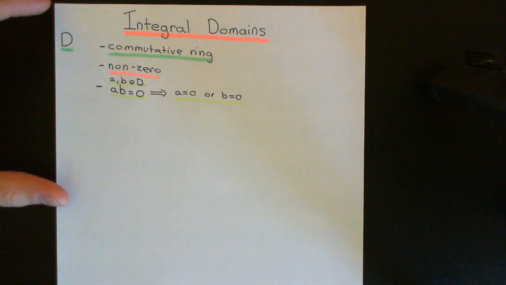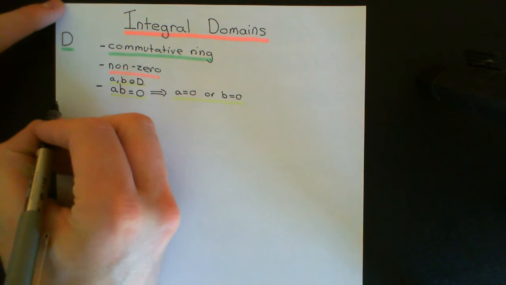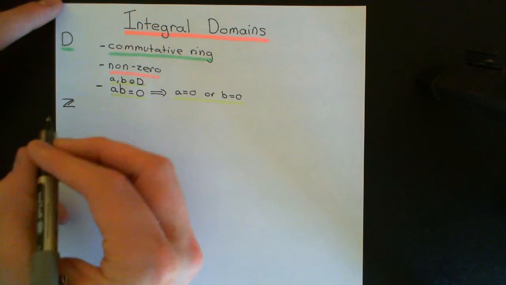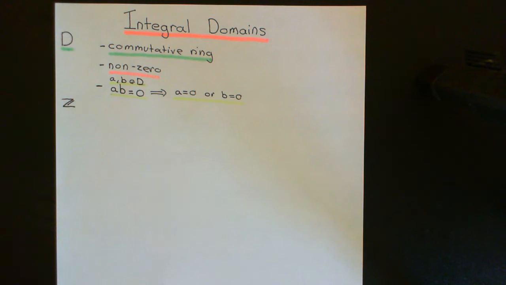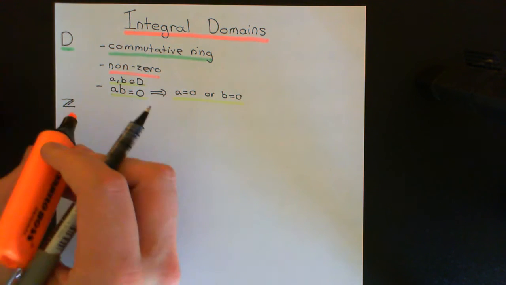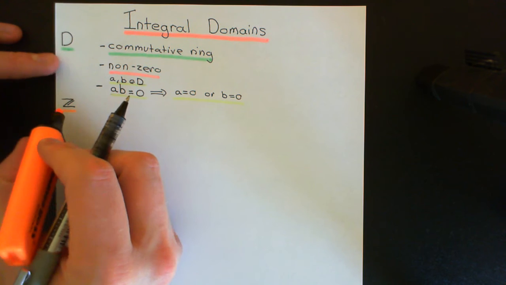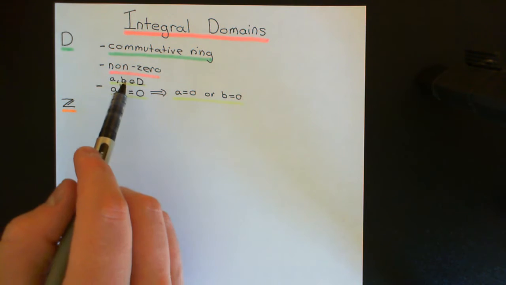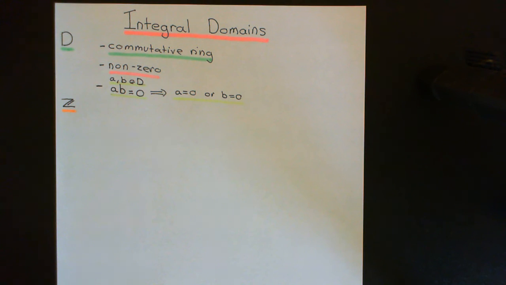Okay, so the integers, however, is a key example of an integral domain. Okay, so let's just think about the ring of integers. So the ring of integers is the set of all whole numbers with the normal addition and multiplication laws defined on that set of symbols that we learned in primary school. Okay, so this is a commutative ring, and it's certainly not the zero ring. Okay, now the question is it actually an integral domain? Does it obey this final property?